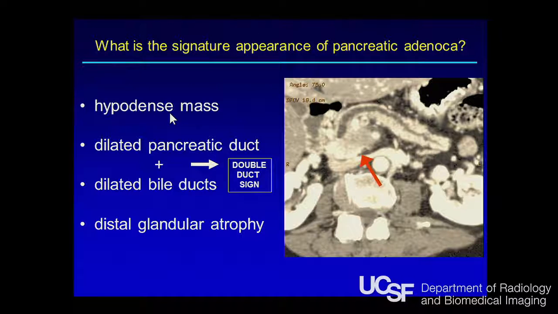You are all familiar with the signature appearance of pancreatic adenocarcinoma, a hypodense mass, typically, as I mentioned, in the pancreatic head, with the double duct sign, where you have a dilated pancreatic duct beyond the level of the mass, and dilatation of the bile duct above the level of the mass. You may also see atrophy of the gland beyond the level of the mass.